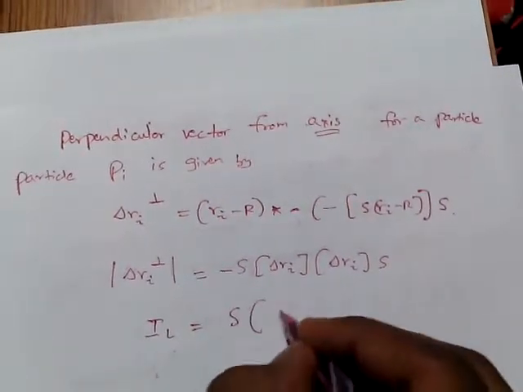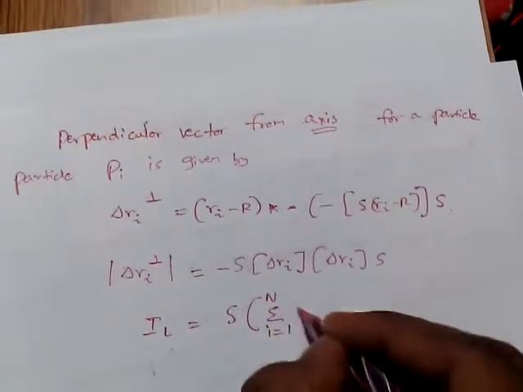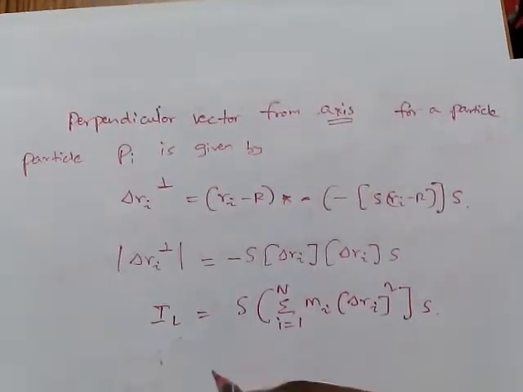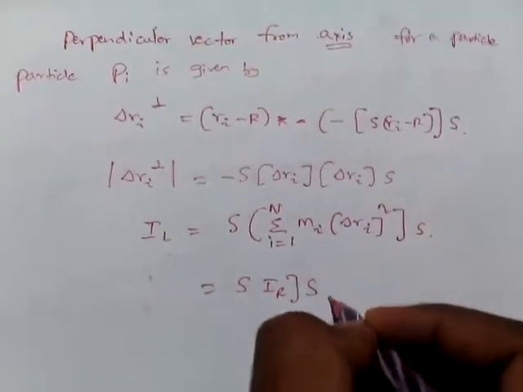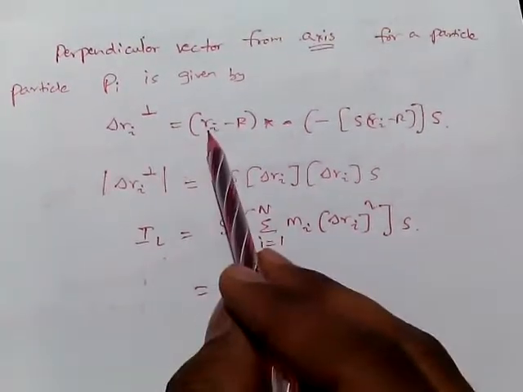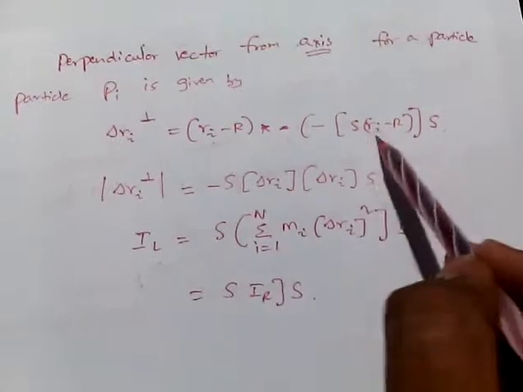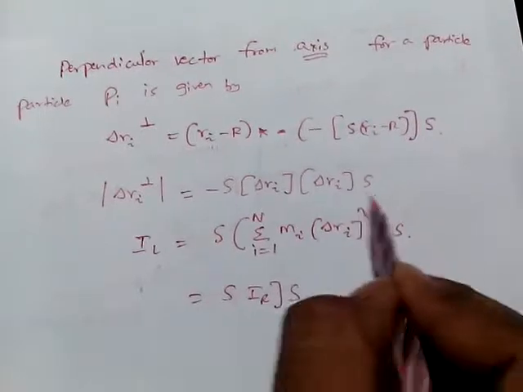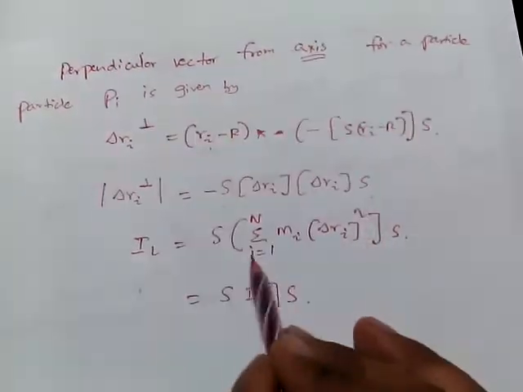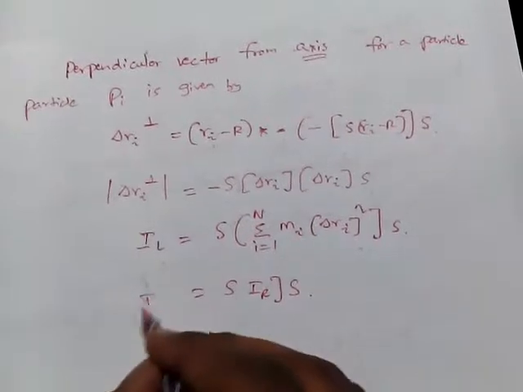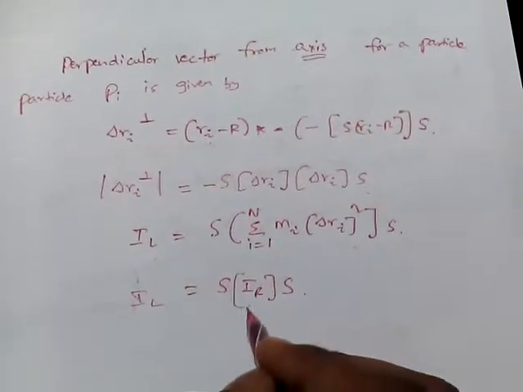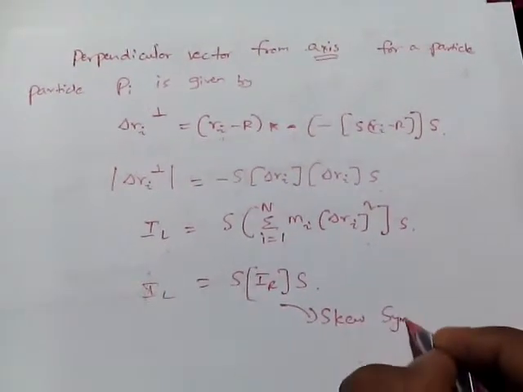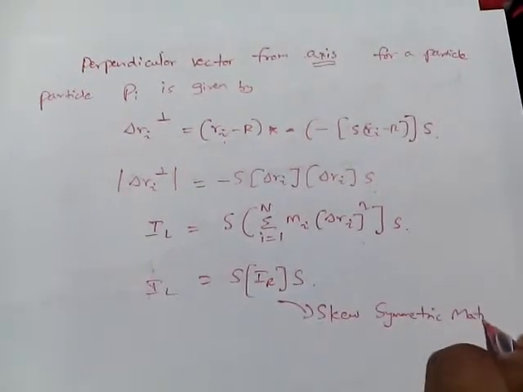We know that IL is equal to summation of i equals 1 to n, mi delta Ri whole square. So we can write it in terms of IR and S. Delta Ri perpendicular is equal to Ri minus R. This is delta Ri, this is also delta Ri. Rearranging the terms, S and S, delta Ri into delta Ri, we will get this, and finally IL is equal to S transpose into IR into S. Here IR is the skew symmetric matrix.